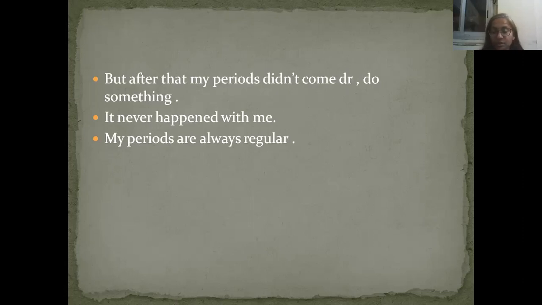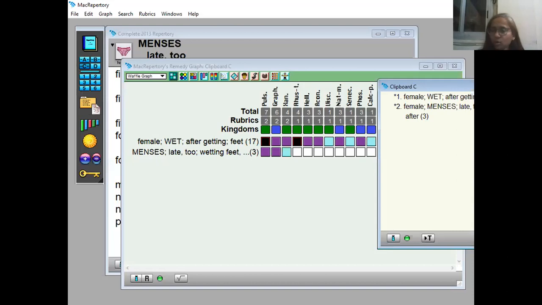No changes in that. But this time, for the first time, she said, my periods are delayed for 2 months. I'm really worried. So what did I do? I just went into the repertory. I took this because the cause was very clear.